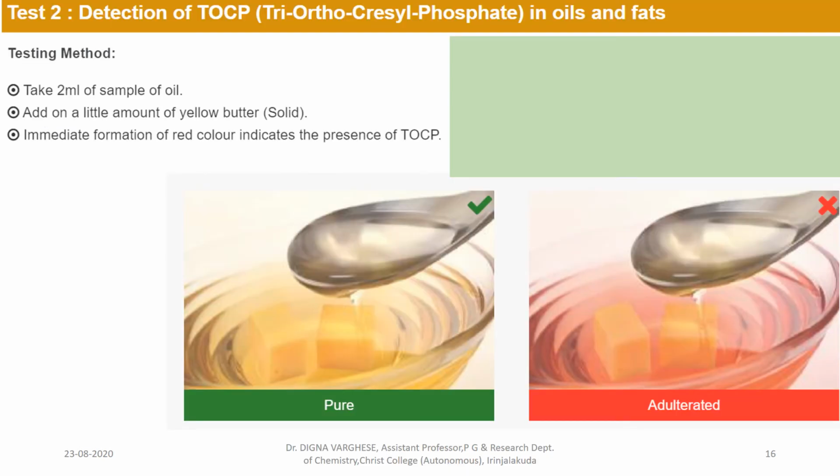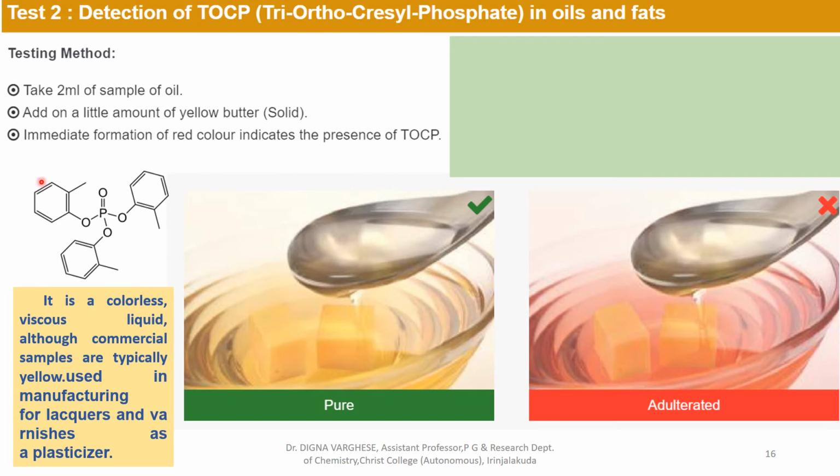Another adulterant used in vegetable oil is TOCP, that is triorthocresyl phosphate. The structure of triorthocresyl phosphate is shown here. It is a colorless viscous liquid, although commercial samples are typically yellow in color. It is used in the manufacturing of lacquers and varnishes and as a plasticizer.